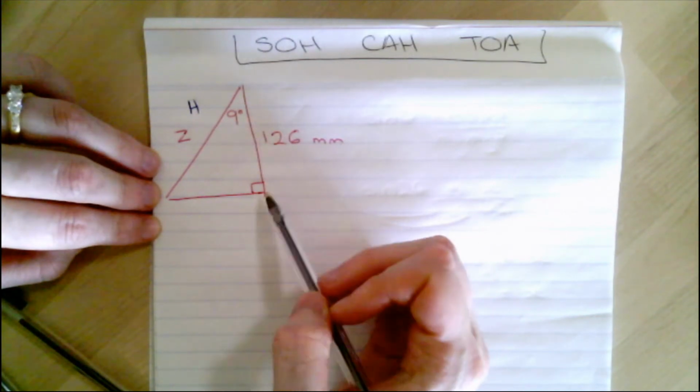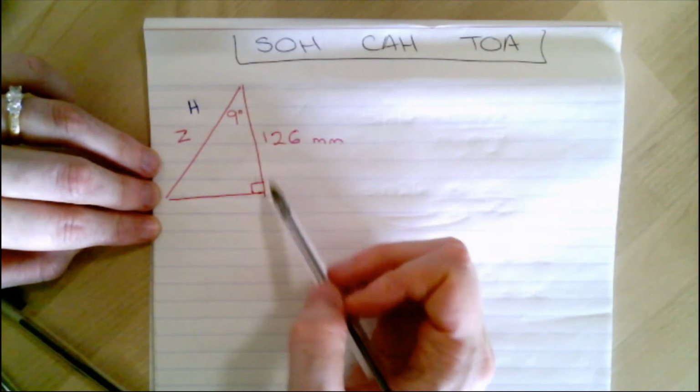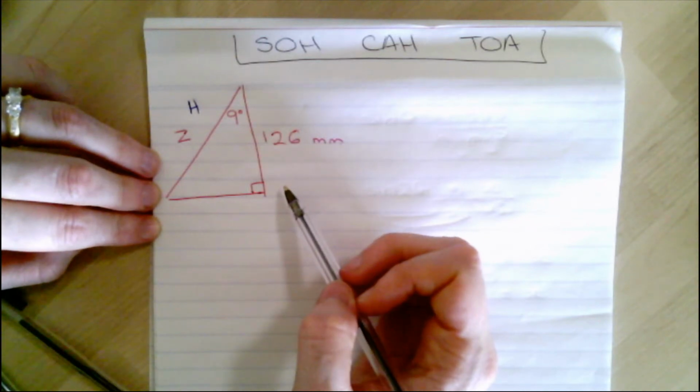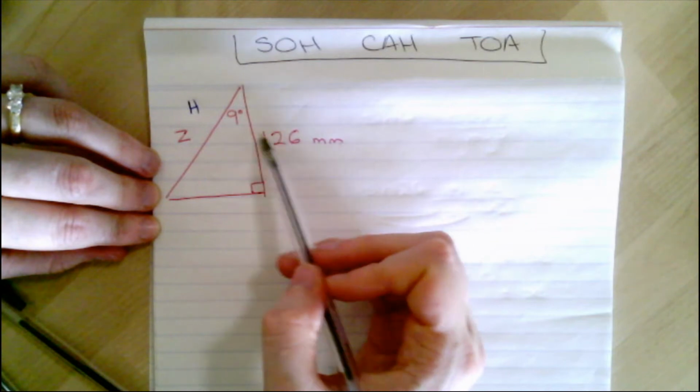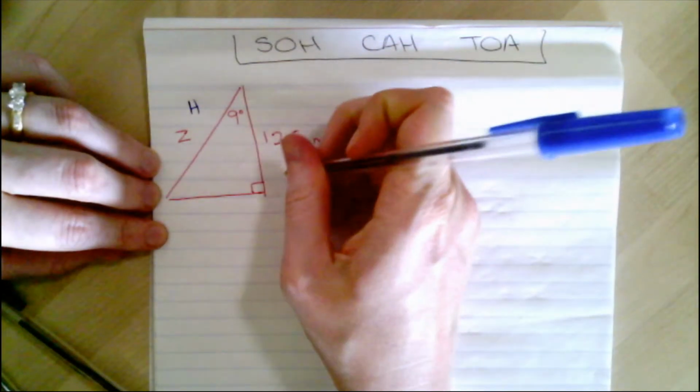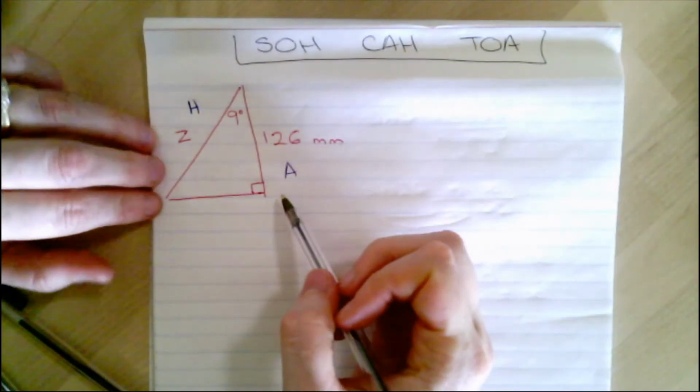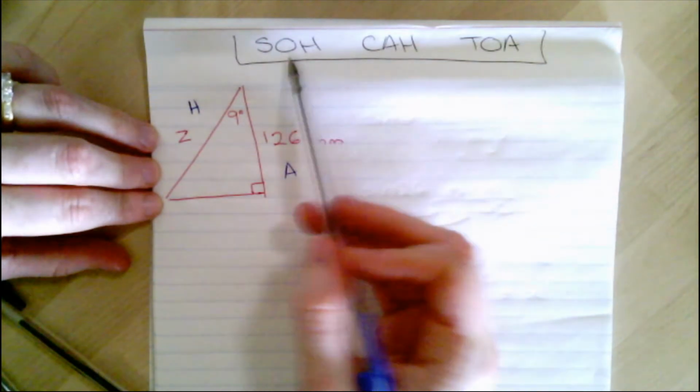So I need to try and firstly figure out what side this is. Is it opposite or adjacent? I need to look at where my angle is, and because this is next to that, it must be my adjacent side. So next step, I need to figure out whether I'm using sine, cos, or tan.